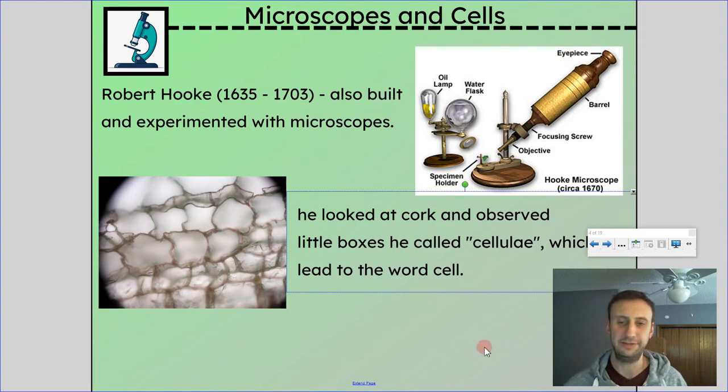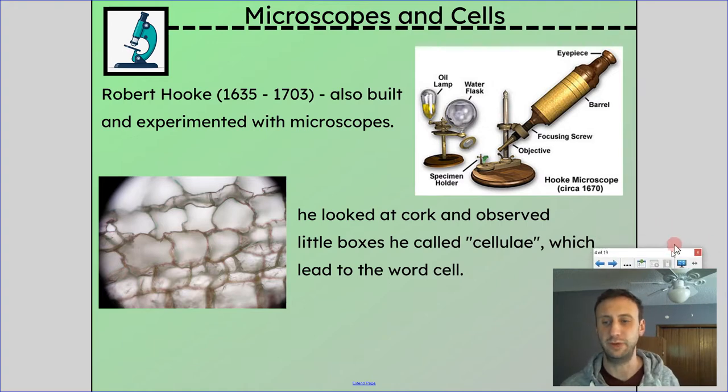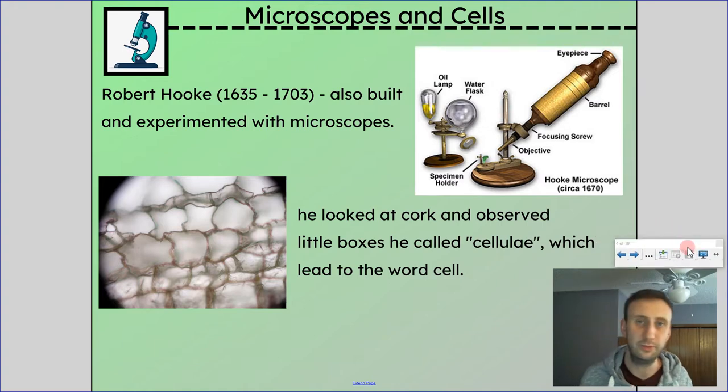Robert Hooke is the guy who's responsible for the term cell. He experimented with microscopes as well. And one thing he did is he took a look at cork. When he looked at cork, he saw that there were all these little boxes or spots. They reminded him of little rooms in a monastery that the monks would stay in, which I guess were called cellulae, or cells. So he named it cells after that because it reminded him of these little tiny rooms, kind of like jail cells, the same idea.